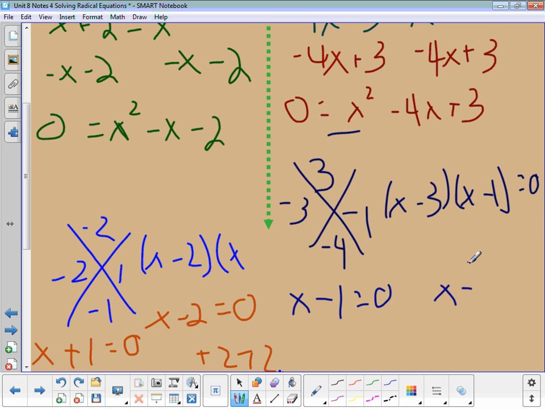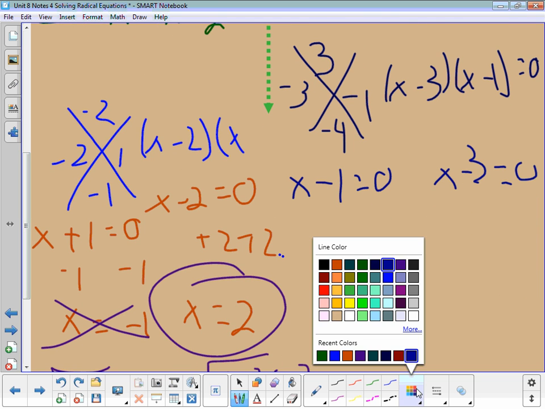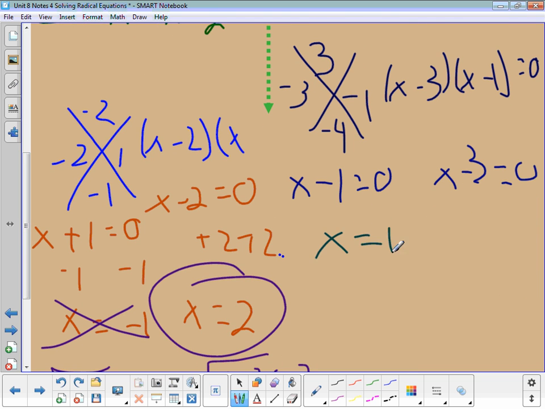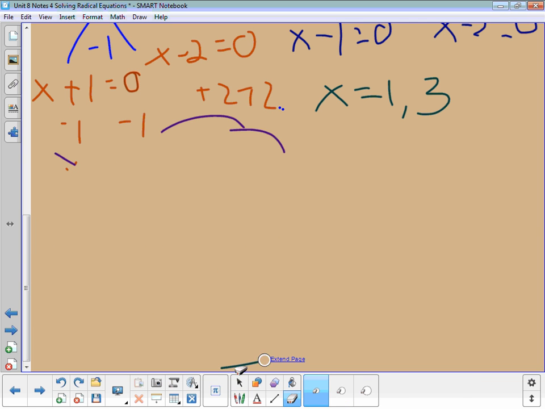And x minus 3 is equal to 0. So when you solve those out, you end up getting that x is equal to either 1 or 3. Again, we're not done. We have to check to make sure those solutions work. So that's what we're going to do right now. And I'm just going to erase this to kind of get it out of our hair a little bit.